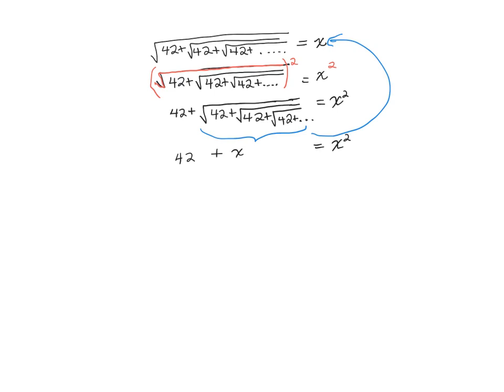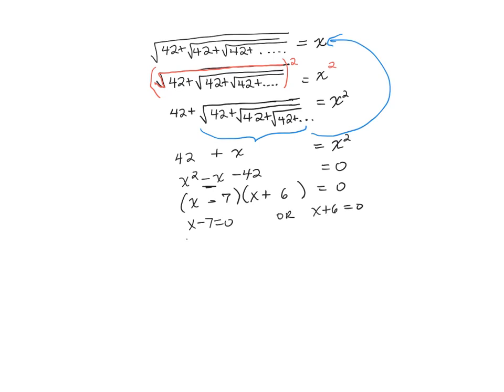So we bring all the terms on one side. We'll subtract the x. We'll subtract the 42. And we'll factor this. So two factors of 42 that are one away from each other are 7 and 6. But because this term is negative, the 7 should be negative, and the 6 is positive. So we have x minus 7 equals 0, or x plus 6 equals 0. So x is either 7 or x is negative 6. Now we've got two possibilities. Which possibility should it be?